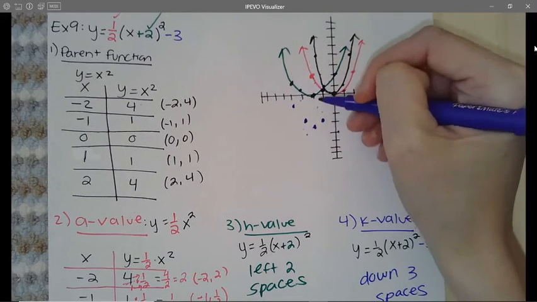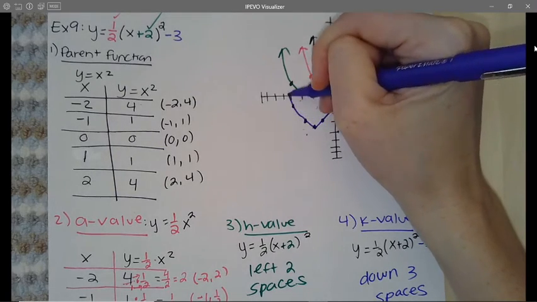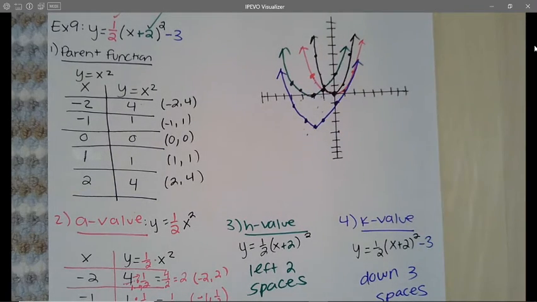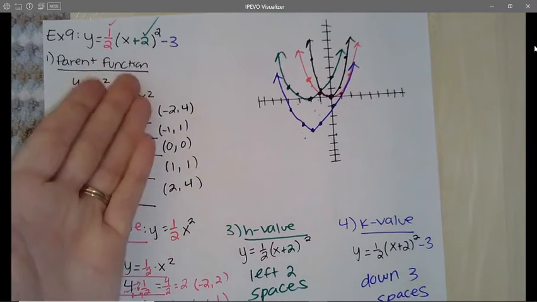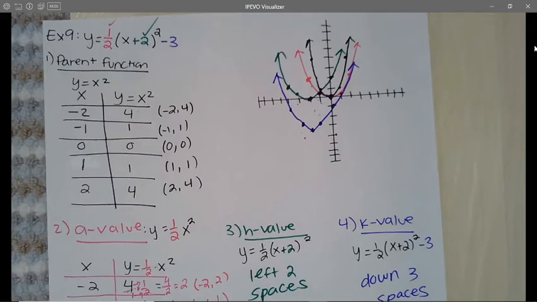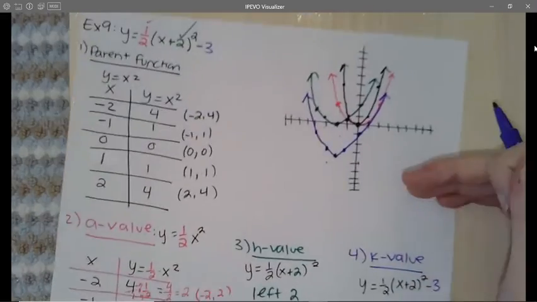So our green graph, all that has happened is that it has shifted down 3 spaces. So guess what, you guys? There you go. The purple graph is our final graph, and that's what the graph of this equation will look like. Isn't that awesome, you guys? I just love transformations. They're really cool, and they make an awesome graph.